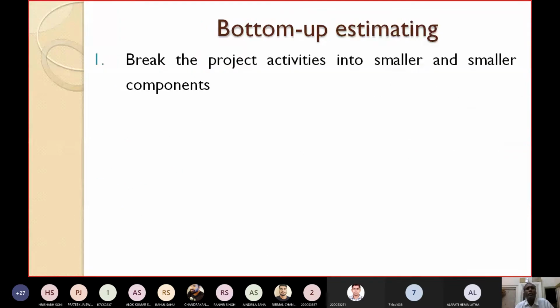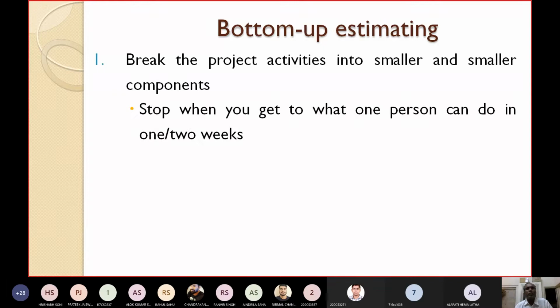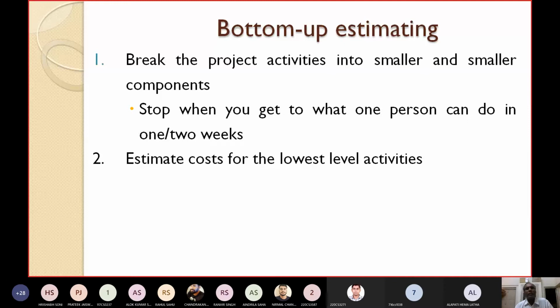Let's first see a little bit about bottom up estimating. What are the steps? First you break the project activities into smaller and smaller components or modules. Stop when you get to what one person can do in 1 or 2 weeks. You cannot go on subdividing indefinitely; you stop the breaking procedure when you expect that this much work can be done by one person within 1 or 2 weeks. Then estimate the cost for the lowest level activities. First you take the whole project and divide it into sub modules, then estimate the cost required for each of the lowest level activities.